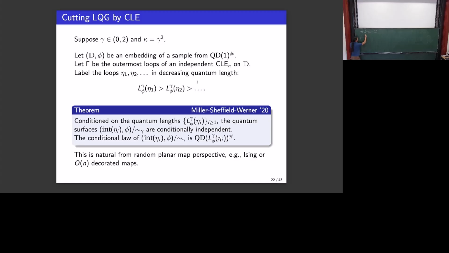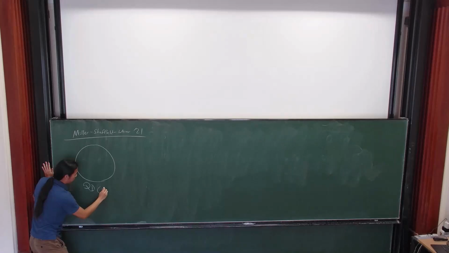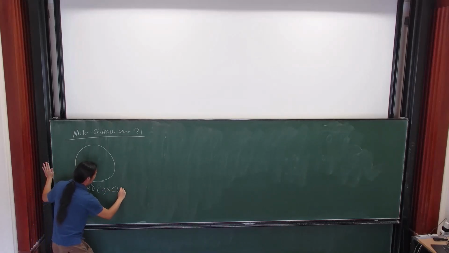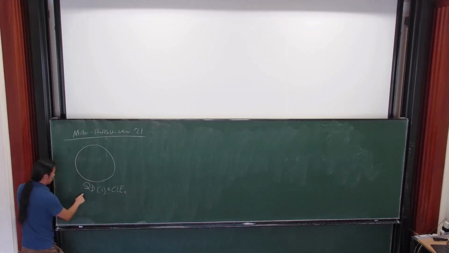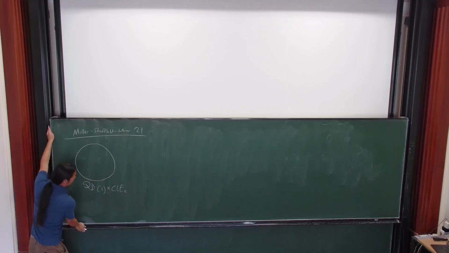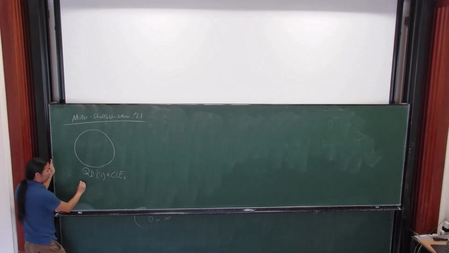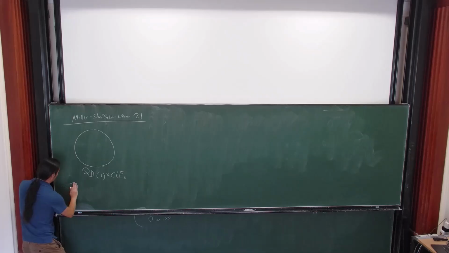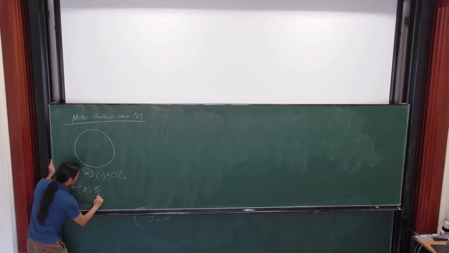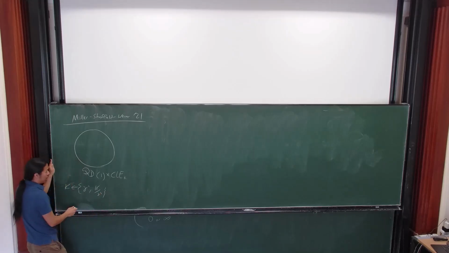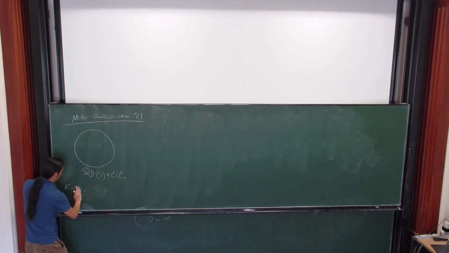On the left-hand side, you have one of these quantum disks, let's say with boundary length equal to 1. And you sample an independent CLE kappa on top of it. So the quantum disk is an LQG surface with parameter gamma. The CLE has its parameter kappa and they're coupled in the usual way. So kappa is either gamma squared or 16 over gamma squared. In this particular case, we'll just take gamma squared for simpler drawing.